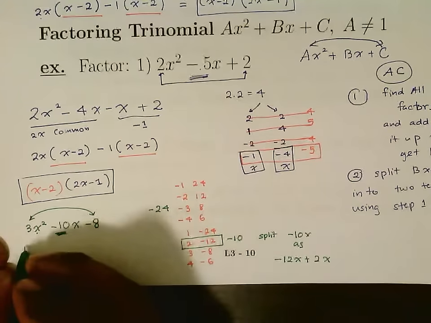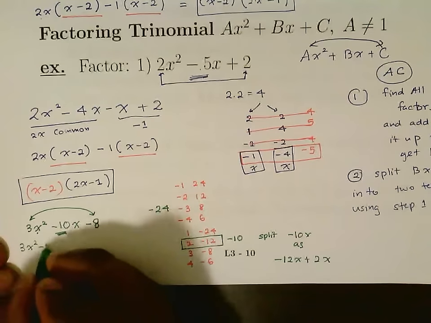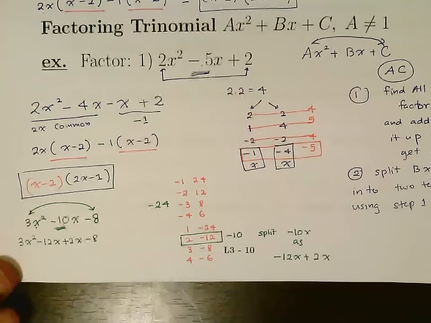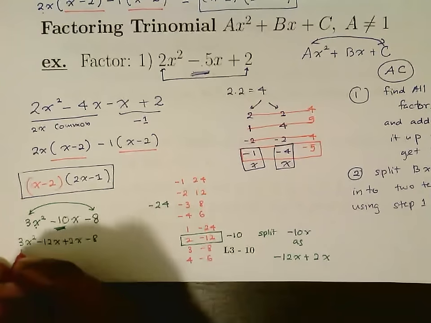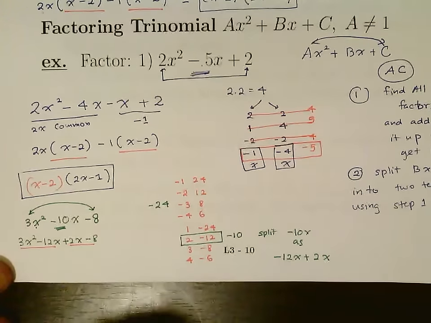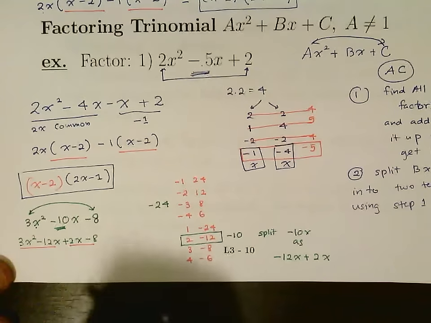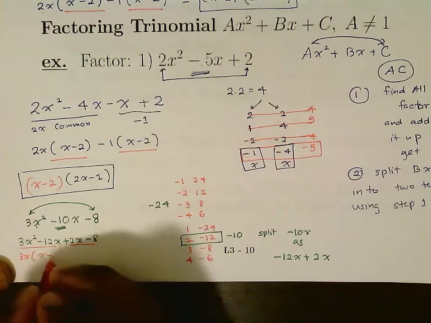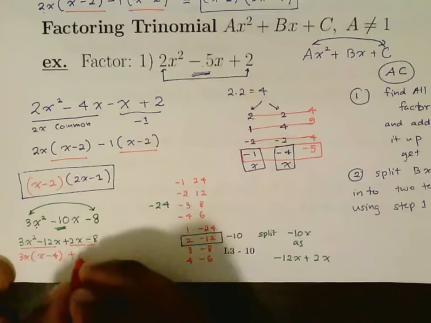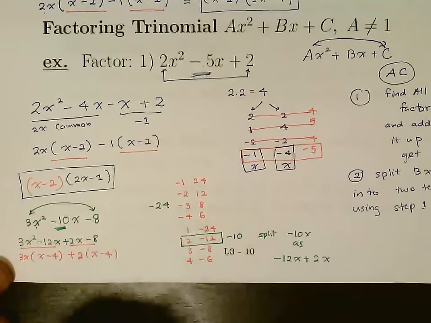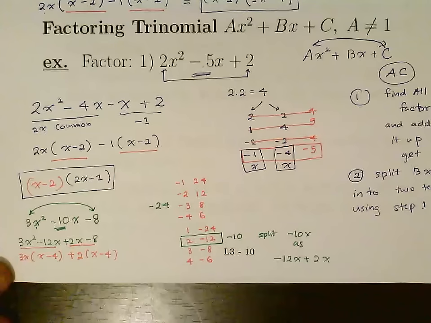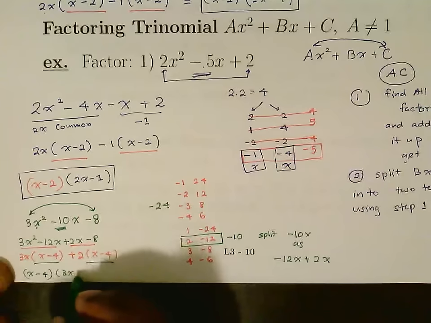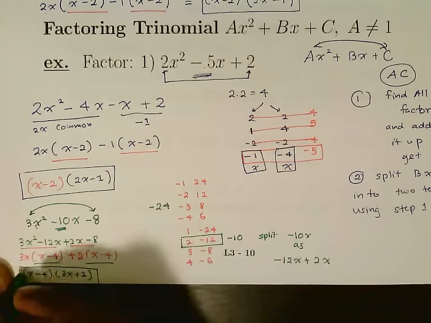Okay, so let's write it down here. So you get 3x squared minus 12x plus 2x minus 8. Okay, and now you can see that there are these groups. You can factor by grouping. Here the common factor is 3x and you get x minus 4, and here the common factor is 2 and you get x minus 4. And then you can see that x minus 4 is a common factor, take it out, and then 3x plus 2. And that is how you factor.